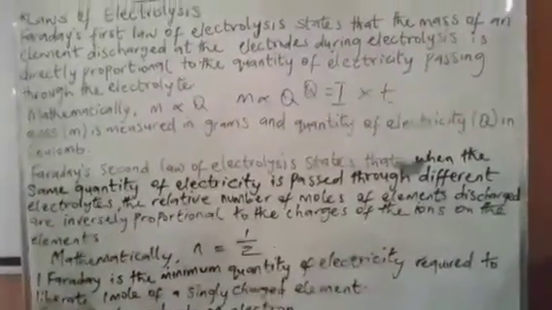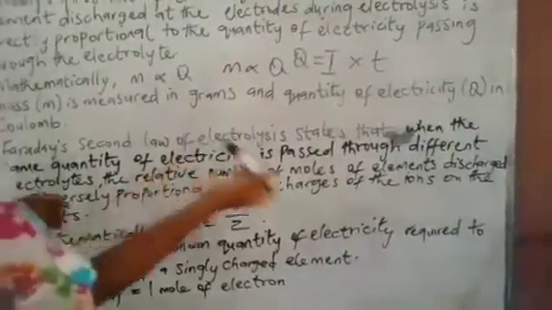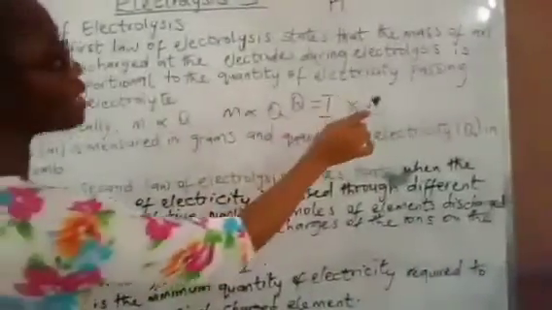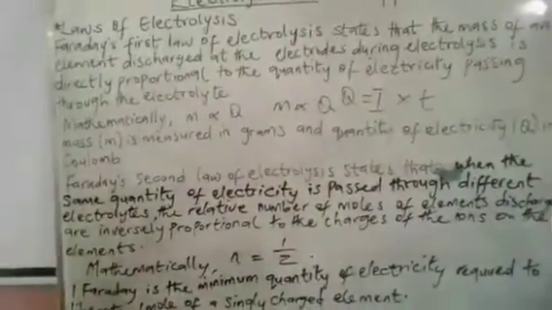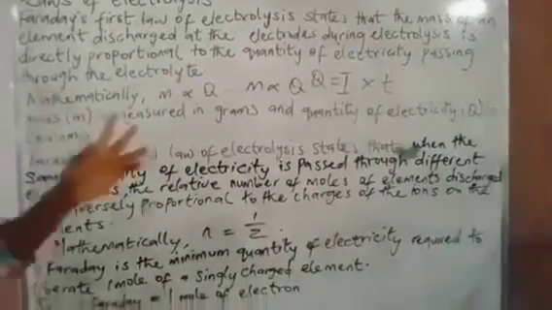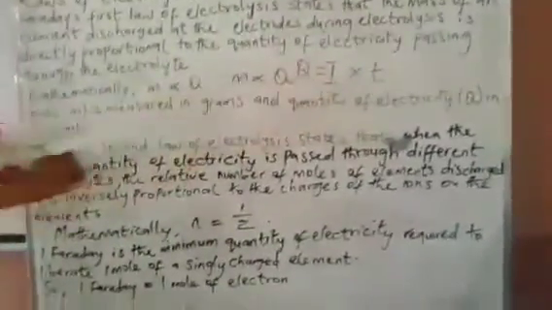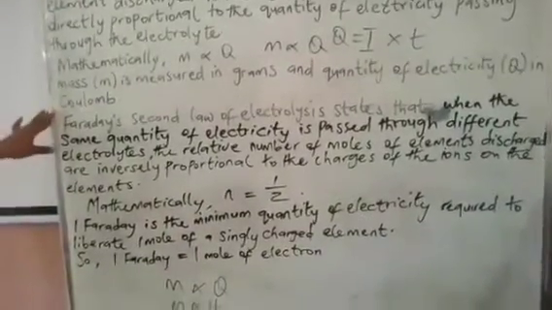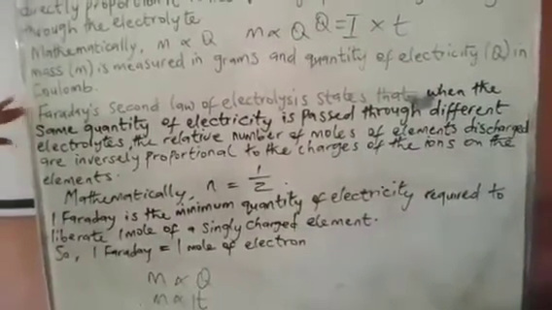Mass is measured in grams. Quantity of electricity is measured in coulombs. But at times, during some calculations, you might be given the values of current and time. Current is measured in amperes, while time is measured in seconds. So if you are given the value of the current and the time, you can easily determine the quantity of electricity passed. Now let's go to the second law of electrolysis. We'll see that during our calculation.